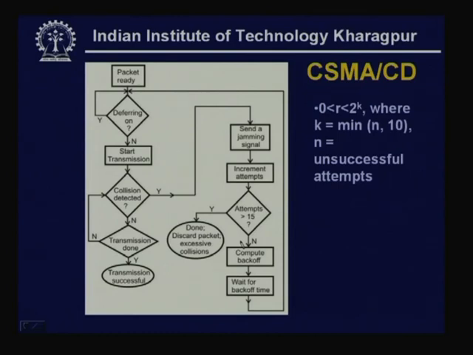For that purpose, a number r is found out. How is it found out? It finds a value between 0 and 2 to the power n, where n is the number of unsuccessful attempts, with n capped at 10. Say whenever it is the first attempt, then the value of n is equal to 1. In such a case, it will wait between 0 and 2 to the power 1, which is 2. That means for the first unsuccessful attempt, n is 1, so r will be 0, 1 or 2.